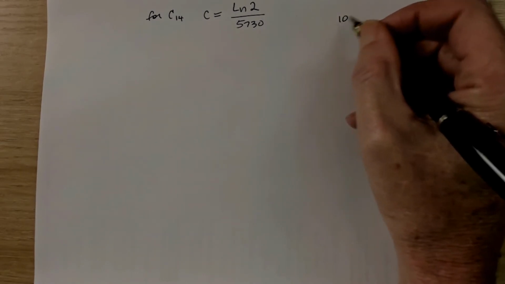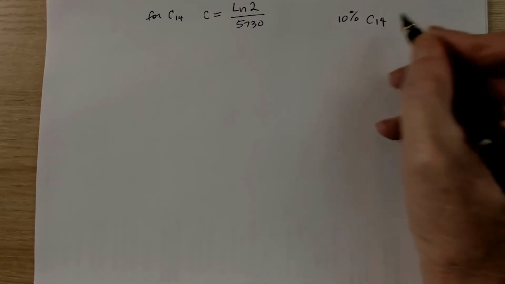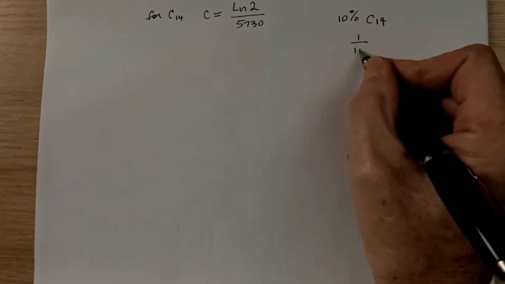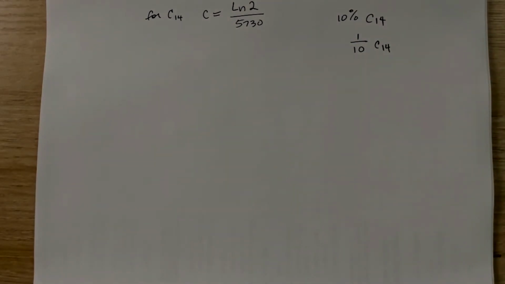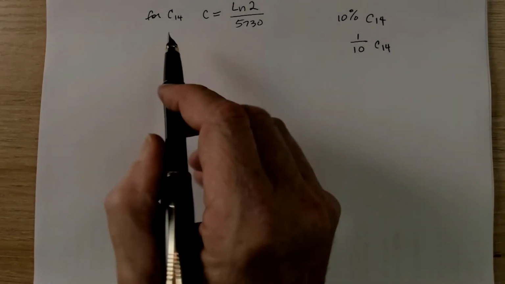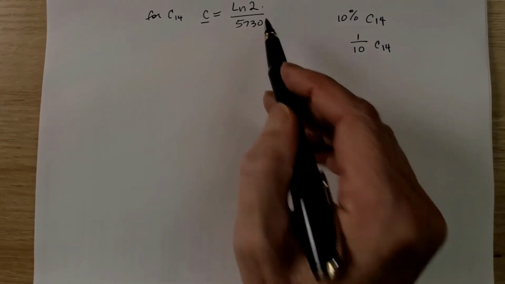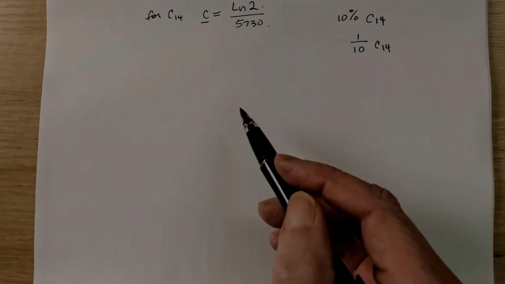Okay, we're going to go ahead and do a quick problem here just to show. Say that we have a sample that has 10% of the original C14 in it. And we want to know how old that is. So we're going to convert this around a little bit. We're going to say it has 1/10 of the original C14. That'll make things a little bit easier here in a moment. So for carbon-14, our constant is the natural log of 2 over 5,730, which is the half-life of carbon-14.